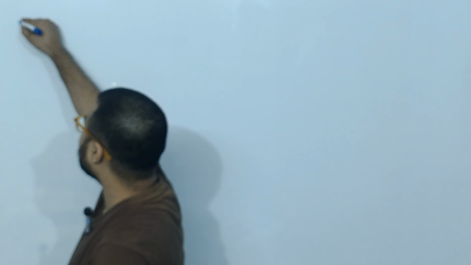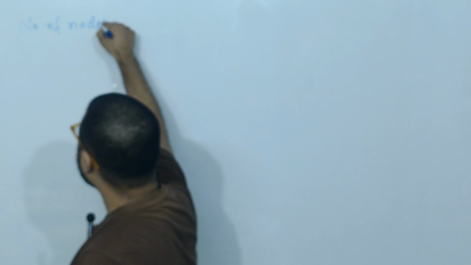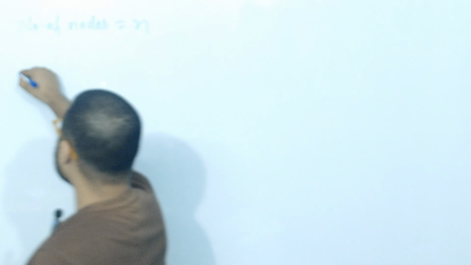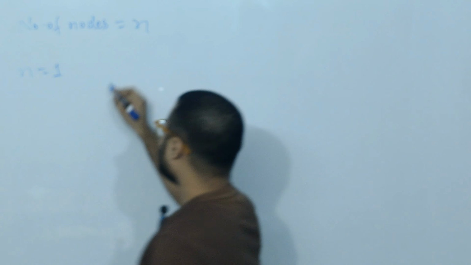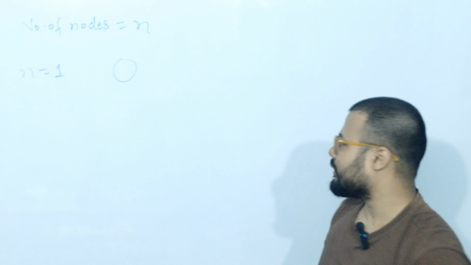Let's construct some binary trees. Okay, let's say when the number of nodes is equal to n. So for n is equal to 1, this is the only binary tree. This is one node.